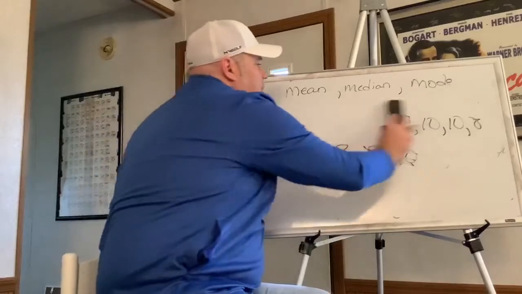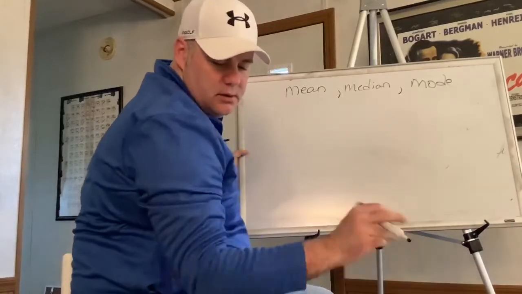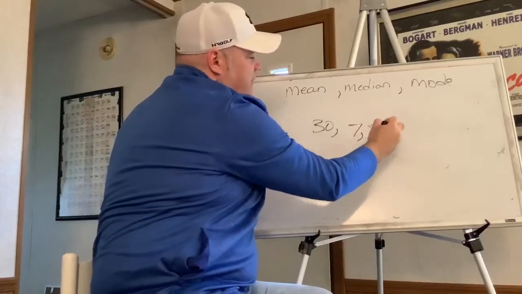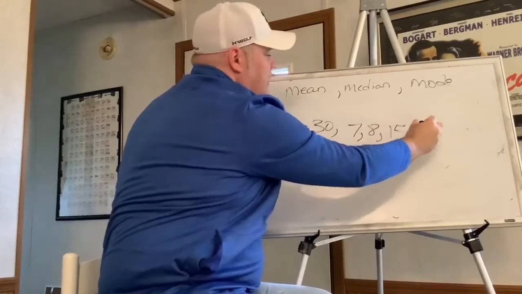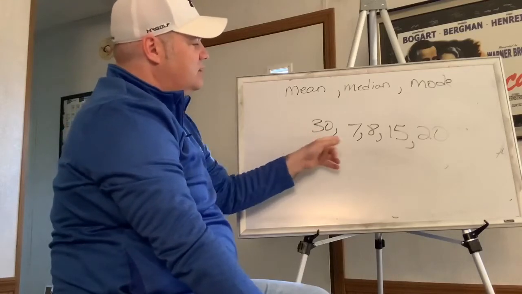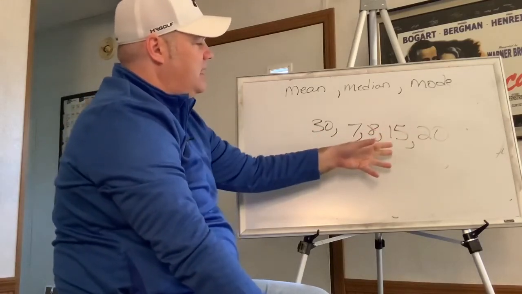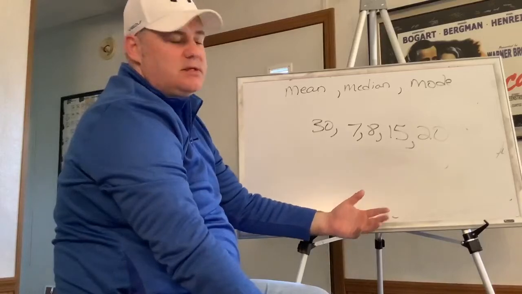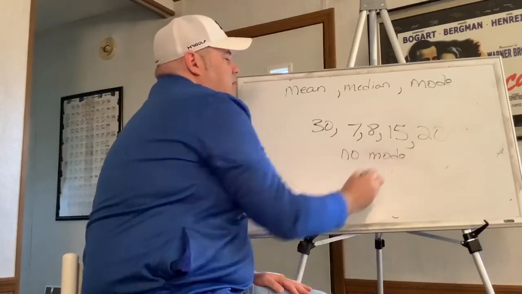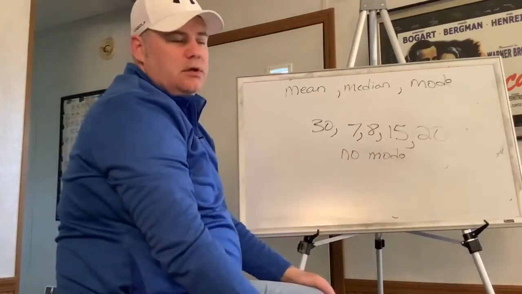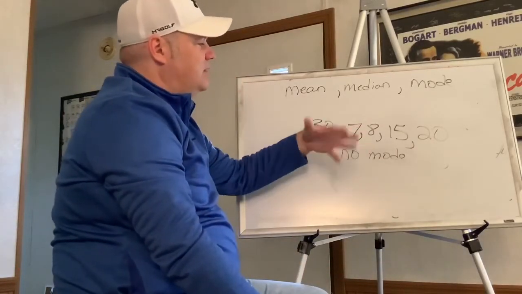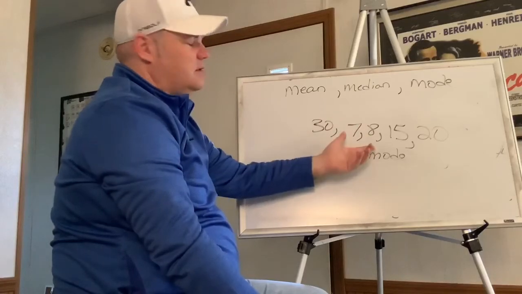The last thing about mode is you could have no mode. Let's say I have 30, 7, 8, 15, and 20. Even though 30 is really high, there's no other number that repeats. If there's no number that repeats, then there's no mode. You would just put no mode. So that's the thing about mode. It's easy to do once you get the hang of it and know which one it is, because there's no math involved. It's just identifying it.